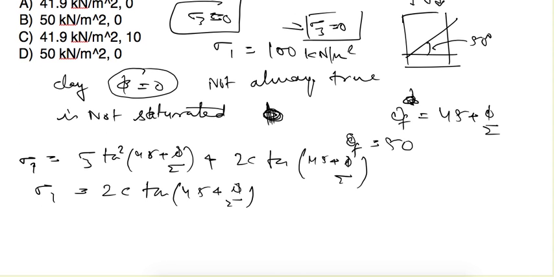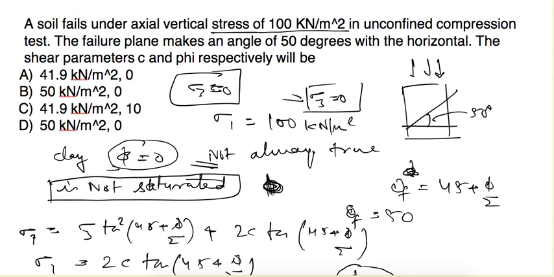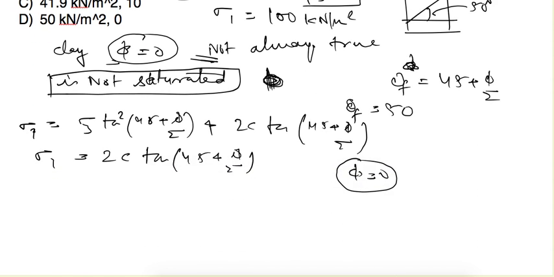So the only thing that can come to your mind is that phi should be 0, because we do the unconfined compression test for clay. I have explained here that this is not always true. If the sample is not saturated, then it can show some value of phi. So if you are given some data regarding the angle of friction or the failure plane angle, you should consider the angle of internal friction. So from here 45 plus phi by 2 is 50 degrees.